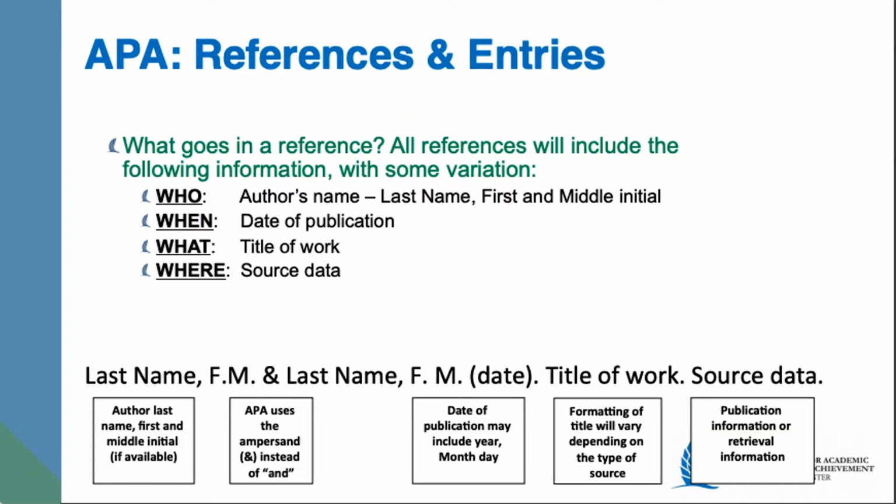Typically, what goes in a reference is going to answer the who, what, when, and where. The why is what you're writing about. We need to know who wrote it, when they wrote it, what they wrote, and where we can find it. If you follow that, you should be well on your way to creating the correct citations.